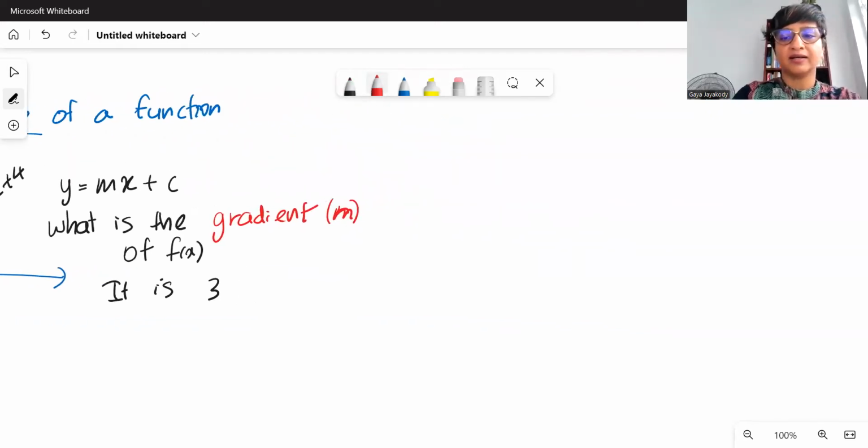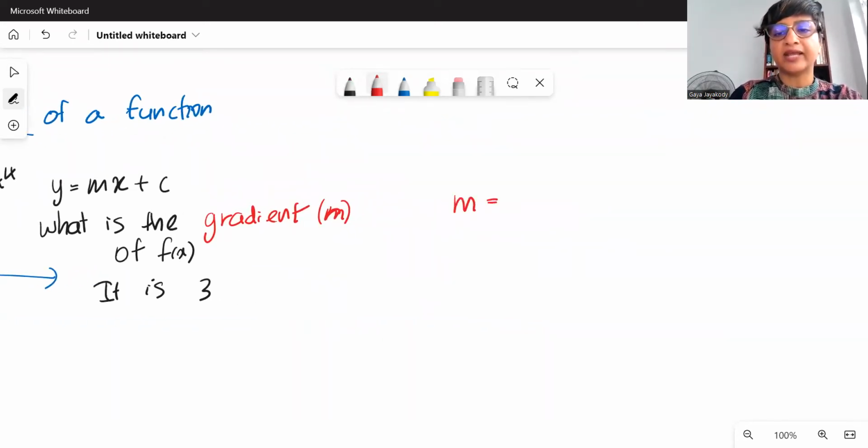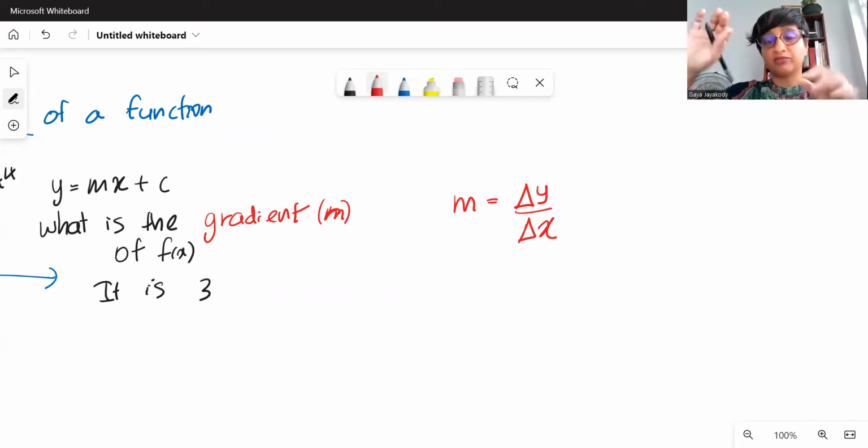And m, how do you calculate m? Delta y over delta x. Can I write like that? Would you be familiar with that? Difference between y coordinates over difference between x coordinates. So you need 2 points to calculate the gradient. If you were to calculate it, you take 2 points on your line. Y difference over x difference. Is that right? Yes, ma'am.